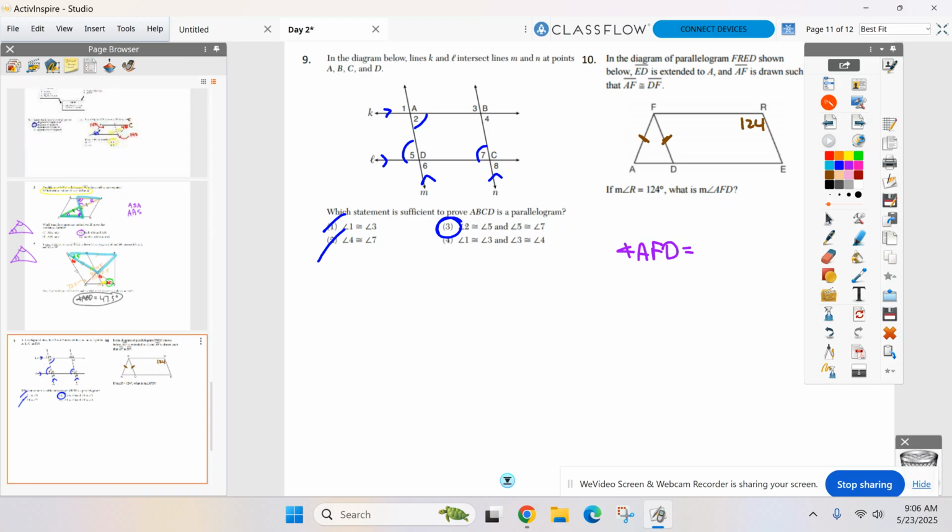All right, opposite angles are congruent. That should get giving you 124 there. That's 124 is supplementary with the angle next to it, 56. This is isosceles, so that's 56. So 180 minus the 56s, we should end up with 68 degrees for angle AFD. Okay, 68 degrees.